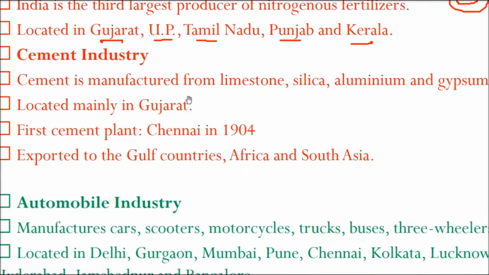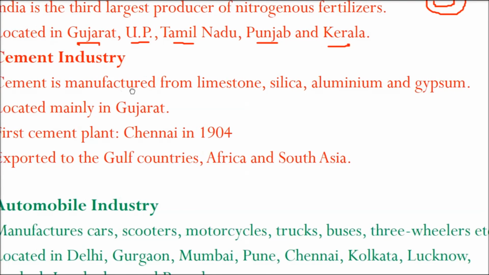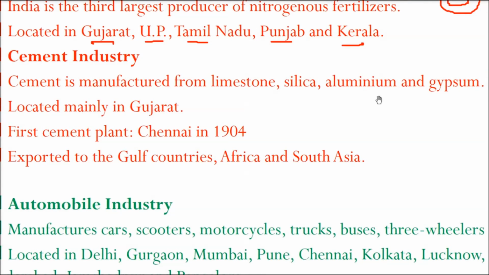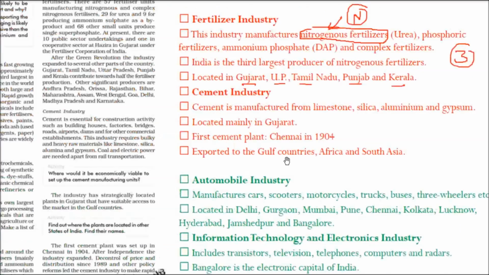So cement is manufactured from limestone, silica, aluminium and gypsum. Again, cement is using a lot of heavy things like limestone, silica, aluminium and gypsum. And mostly the cement industry is located in Gujarat, and the first cement plant was in Chennai. It was established in Chennai in 1904, and this cement is widely exported to Gulf countries, Africa and South Asia.